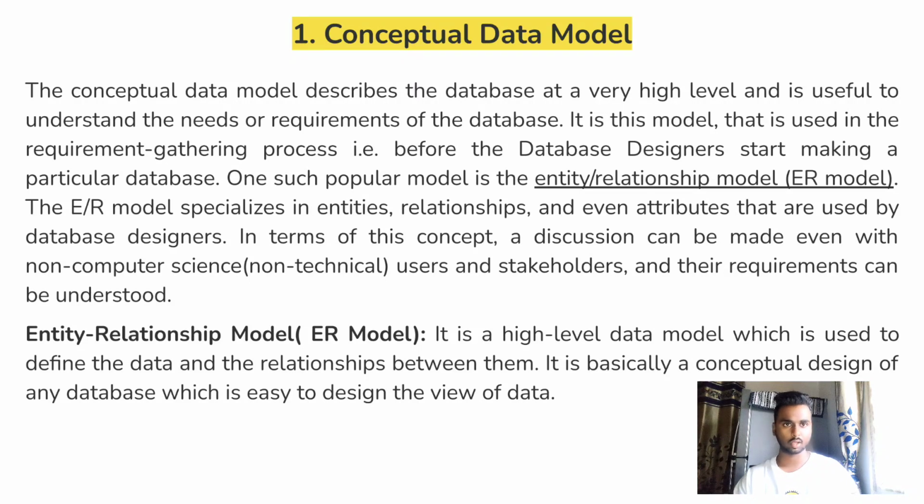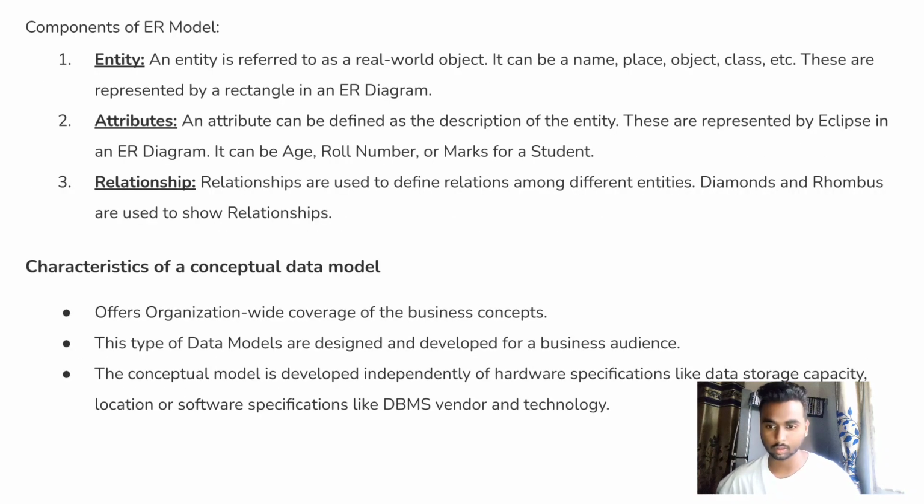And what is an ER model? An entity relationship model is a high-level data model which is used to define the data and the relationships between them. It is basically a conceptual model of any database, which makes it easy to design the view of the data. So let us see the components of the ER model. The first one is entity, the next one is attributes, and then relationship. An entity is referred to as a real world object. It can be a name, place, object, class, etc. These are represented by a rectangle in an ER diagram.